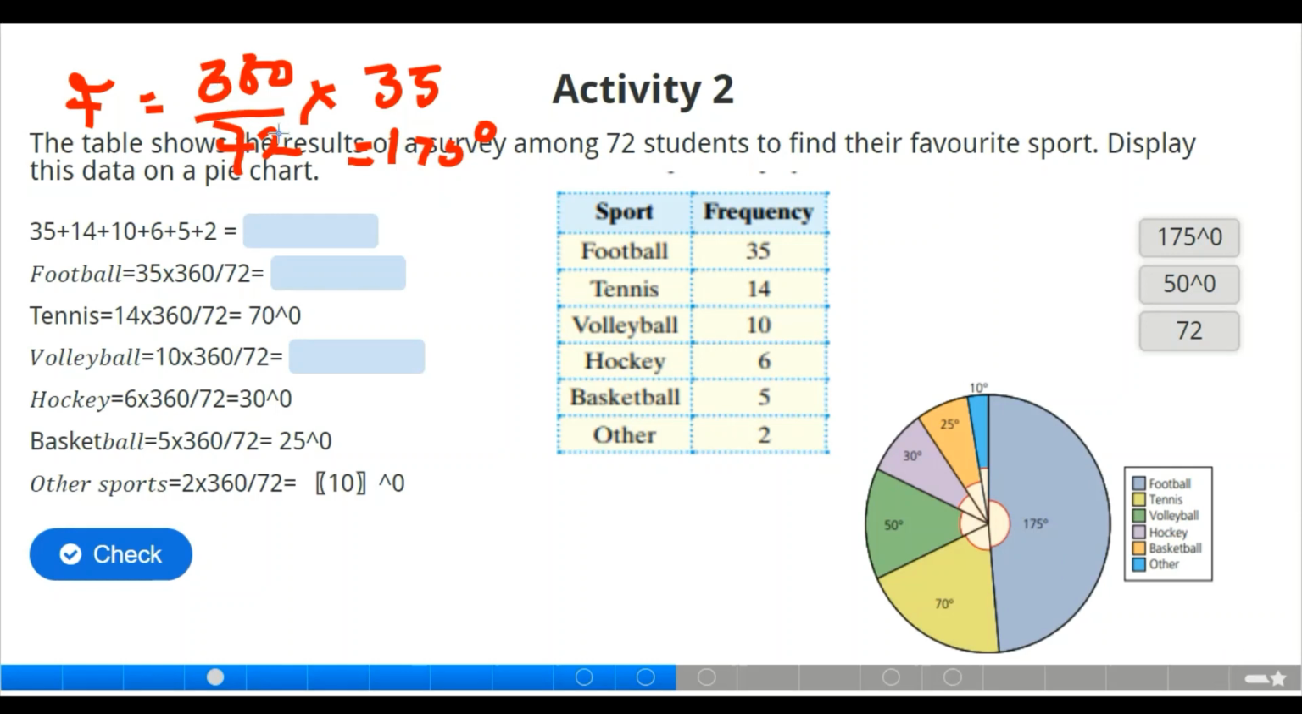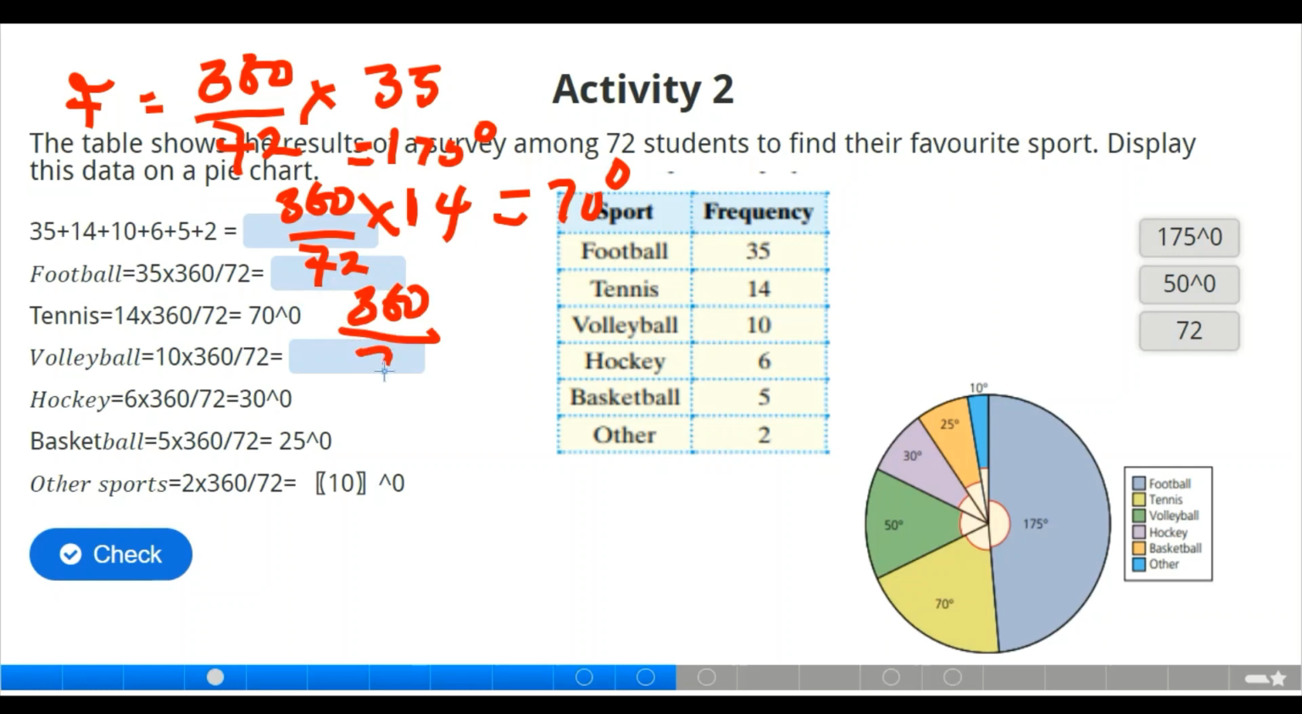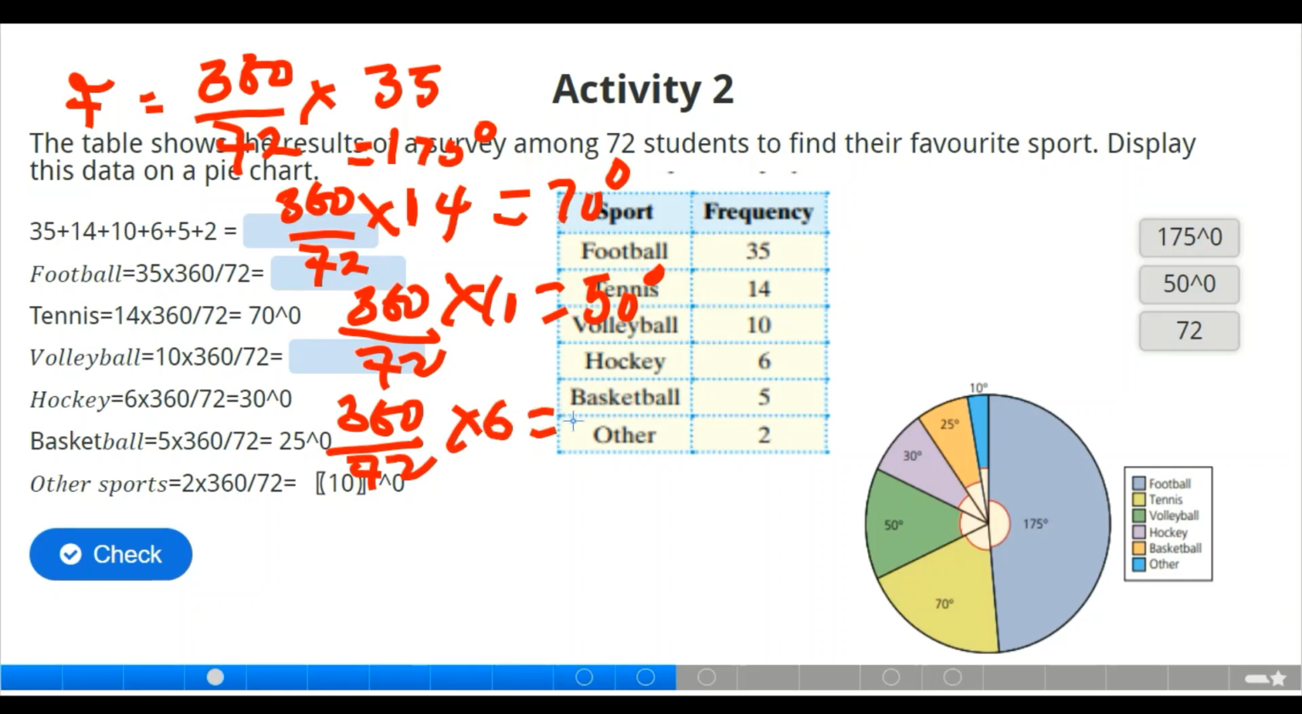So the next one, let's calculate for table tennis. That is going to be 360 divided by 72 multiplied by 14. So by the time we multiply 14 times 360 and divide it by 72, we are going to have 70 degrees for tennis. Now for volleyball, we have 360 divided by 72 multiplied by 10, which is the total number of volleyball, and that is 50 degrees. And for hockey, we have 360 divided by 72 multiplied by 6, and by the time we calculate that, that's going to give us 30 degrees.